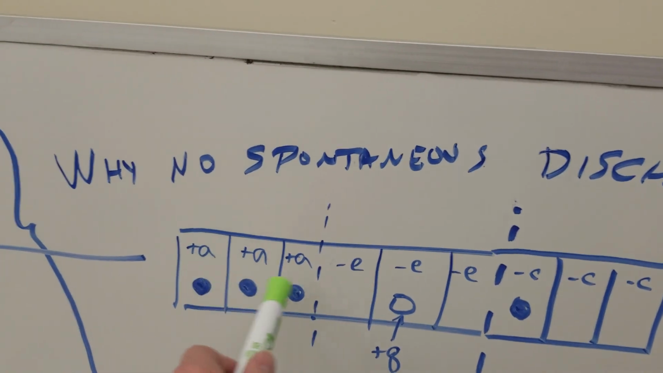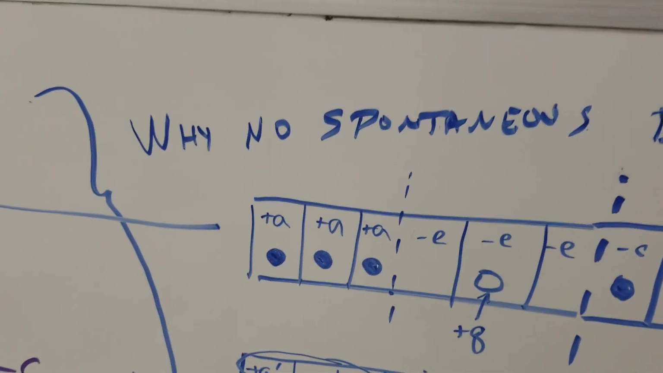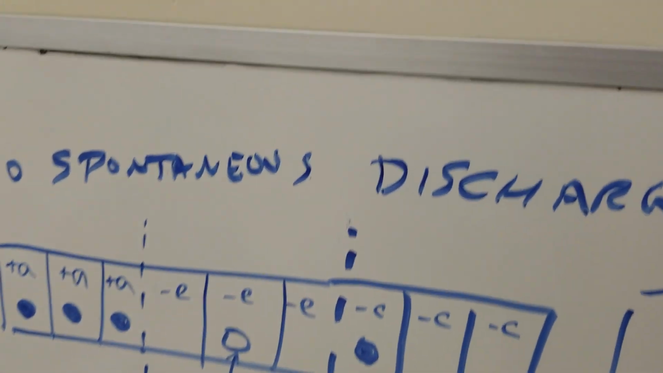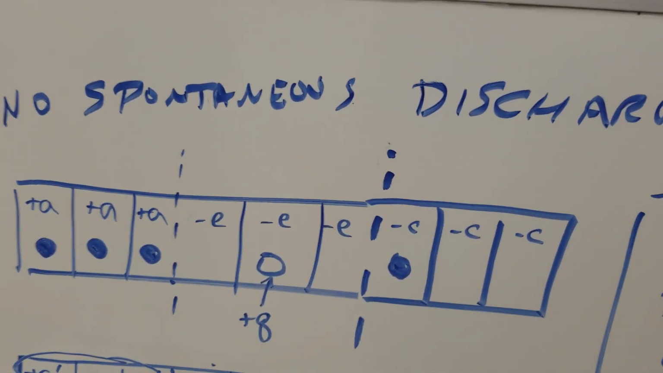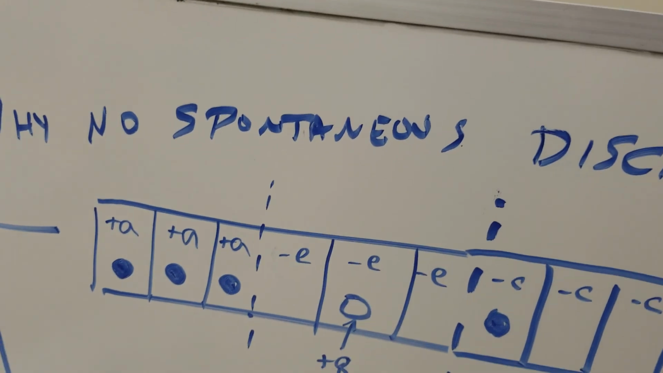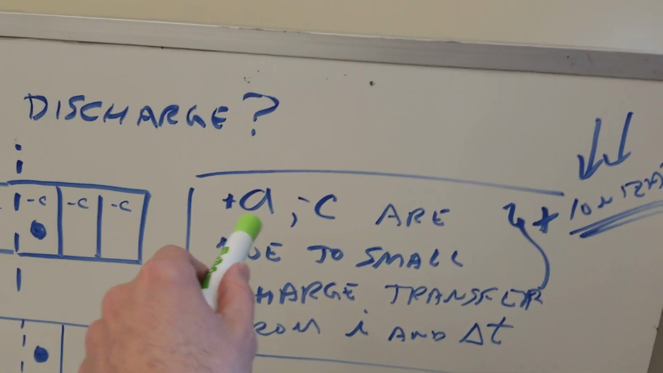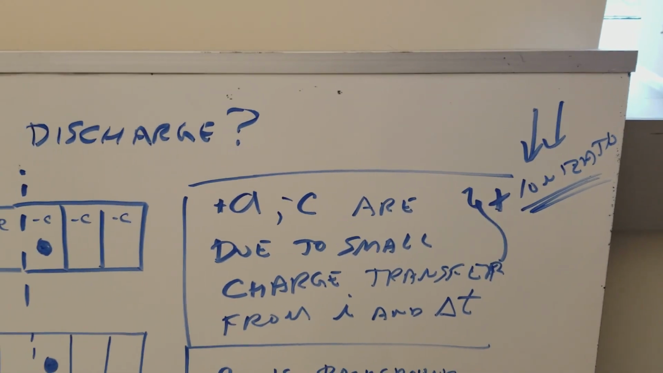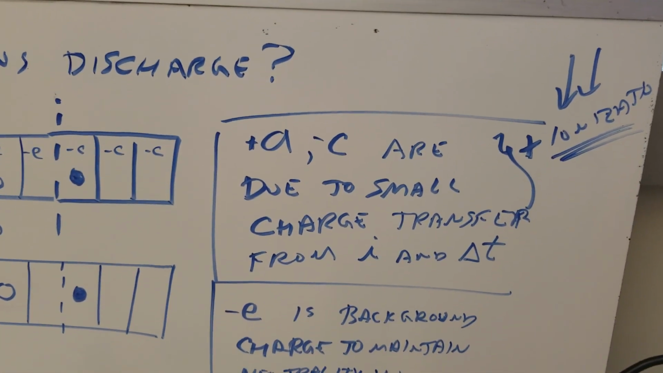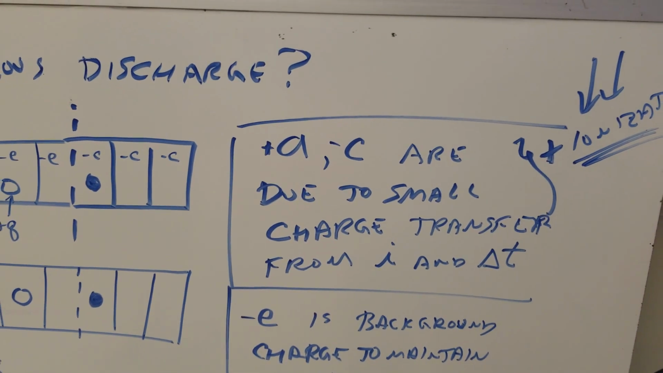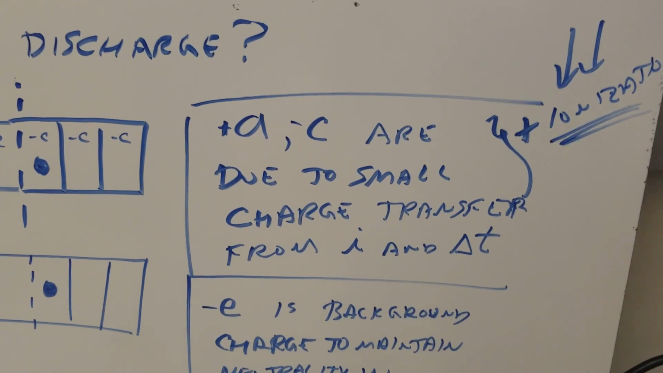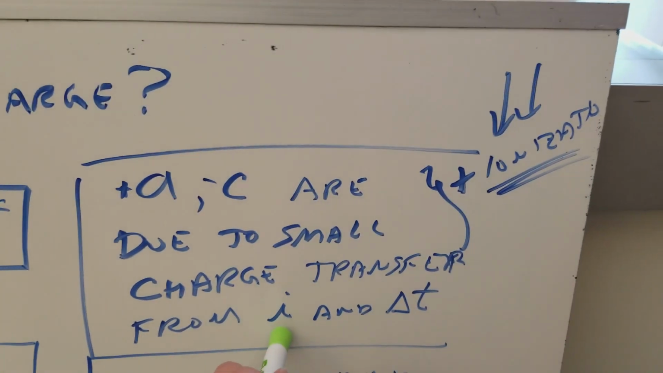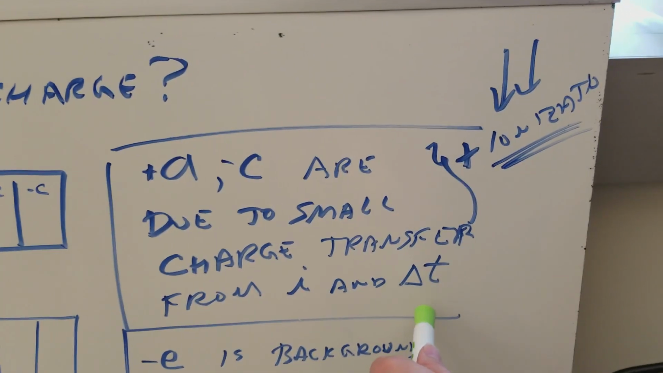In the anode, we have a positive background charge, which I'm calling plus A. In the cathode, we have a negative electron charge, which I'm calling C. And in the electrolyte, we have an E. Now, this plus A and minus C are due to small charges that are transferred from the cathode to the anode, or anode to the cathode. Again, there's some sign here we have to make sure we get right, but it's being transferred just due to the current through the external potential for some time.